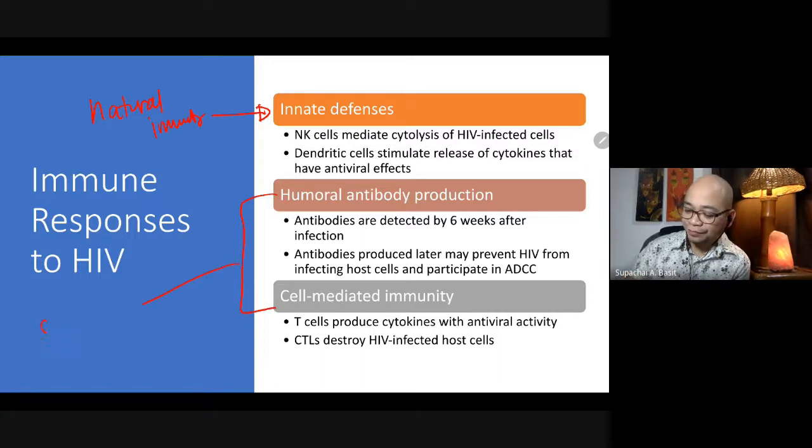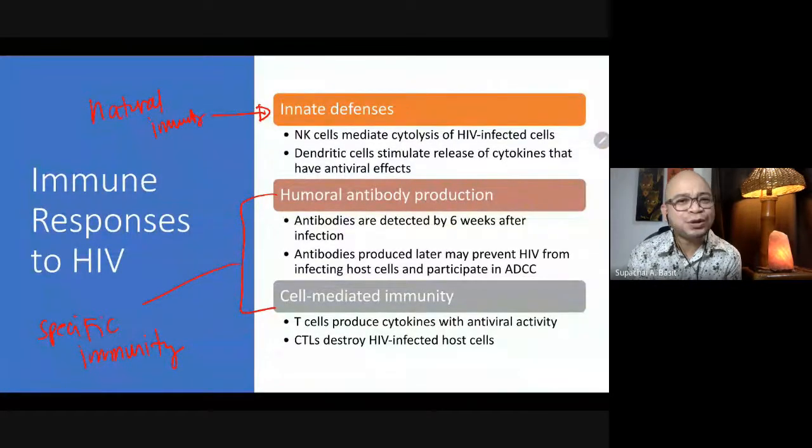These are the specific immunity. Specific immunity will involve humoral antibody production and cell-mediated immunity. When you say humoral antibody production, we are able to produce antibodies by 6 weeks after the infection. Antibodies produced later may prevent HIV from infecting host cells and participate in ADCC. But in cell-mediated immunity, T cells will produce cytokines with antiviral activity, and eventually the cytotoxic T lymphocytes will be able to destroy the HIV-infected host cells. But the question is, for how long?